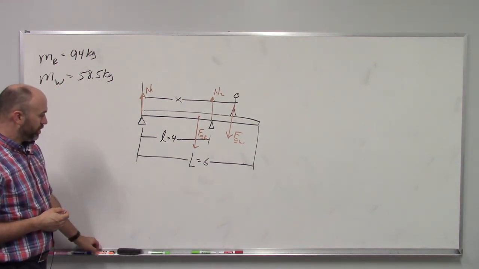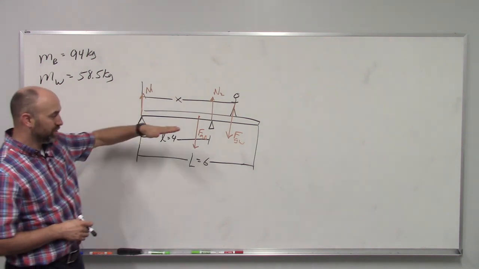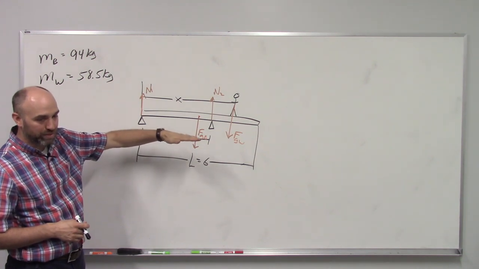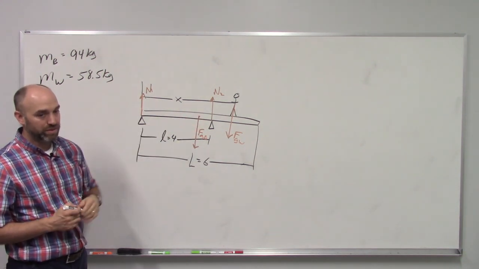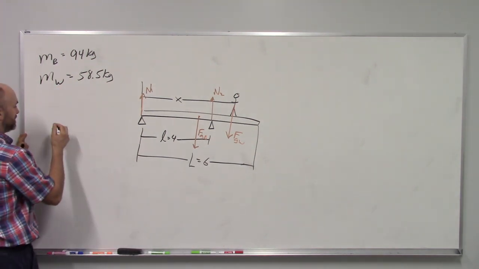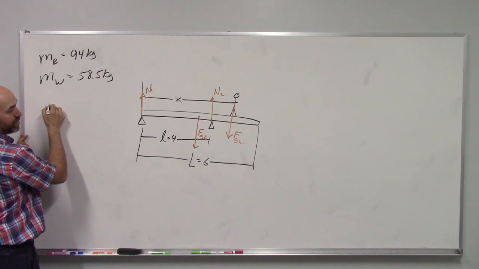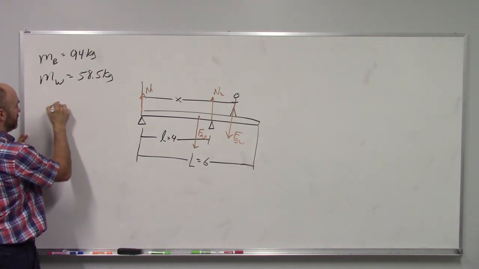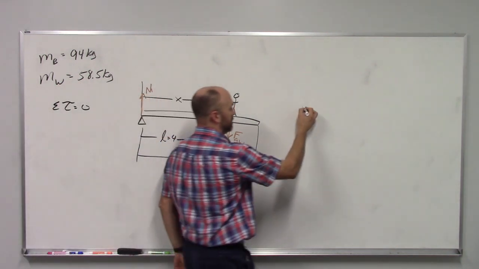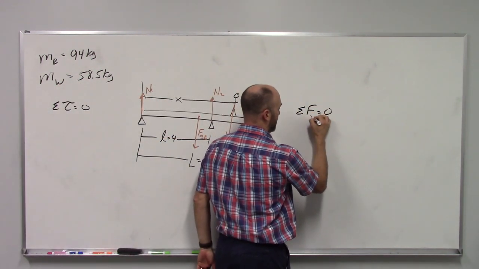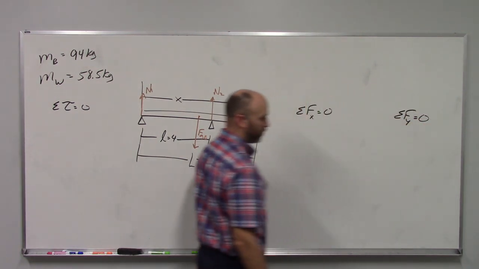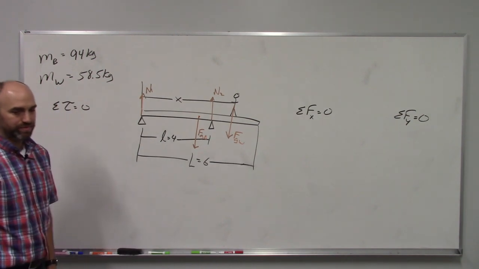And so this is a static problem, so it's just at the balance point. It's not rotating, it's just at that point. If she steps any further, then it'll rotate. So she's at that maximum point, and so we can say three things. Sum of the torques is equal to zero. Sum of the forces in the x direction equals zero. And sum of the forces in the y direction equals zero.